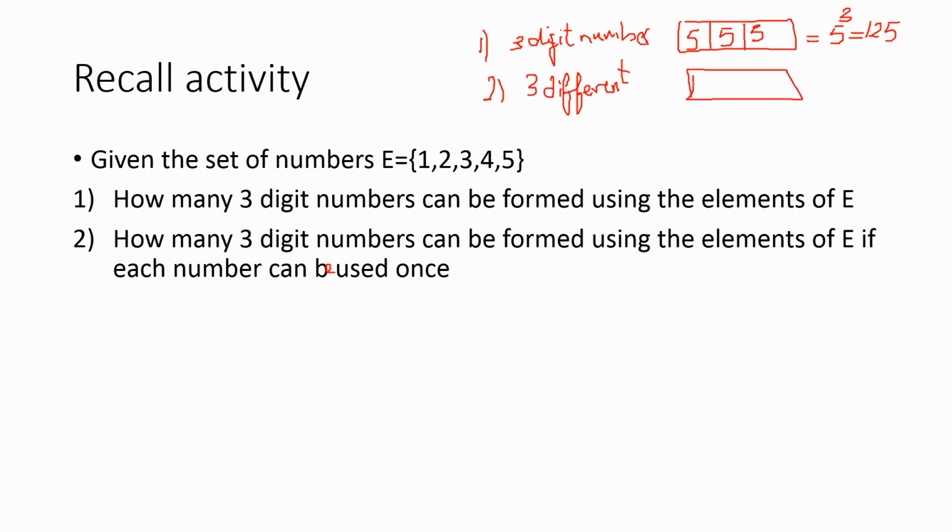The first one is 5. I put 3 boxes. The second element, how much? 4. The last one? 3. So it is 5 times 4 times 3. How much will it be? 60. 60 numbers.